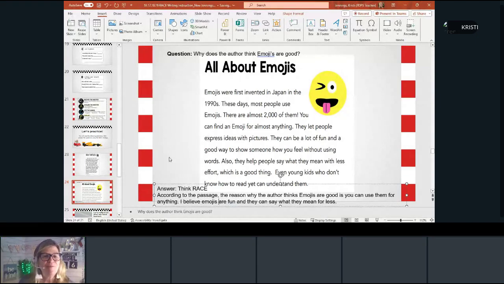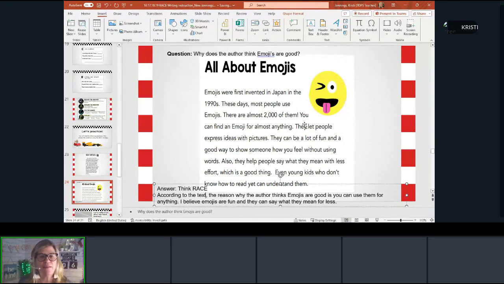story. I see how I changed it from one sentence that had a run on. And then I've made it into 2 using sentence starters. So let me change this to the one that I chose that I like. According to the text, comma, the reason why the author thinks emojis are good is you can use them for anything. I believe emojis are fun and they can say what they mean for less. All right, so I'll give you about a minute.